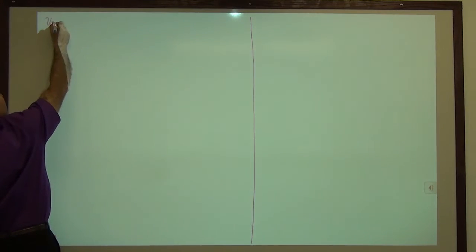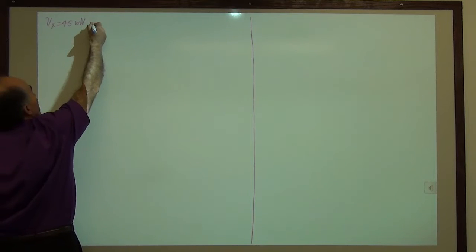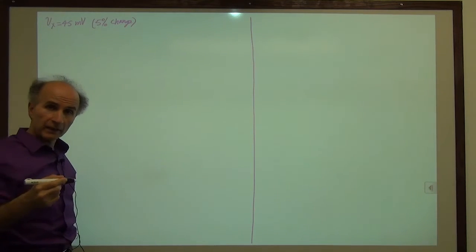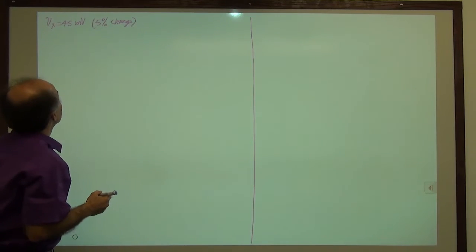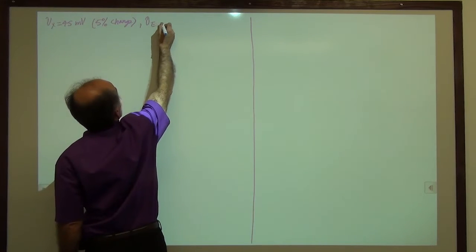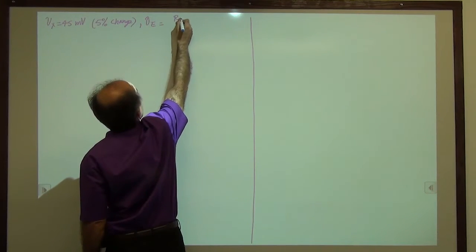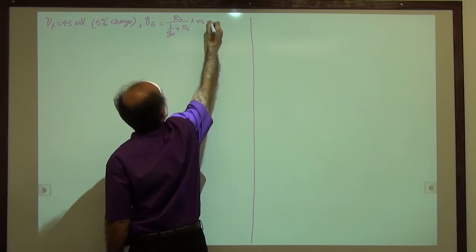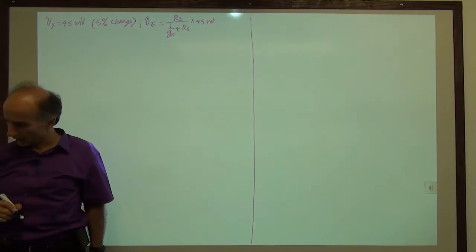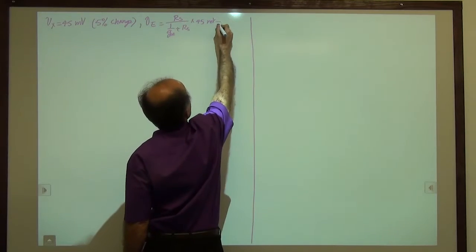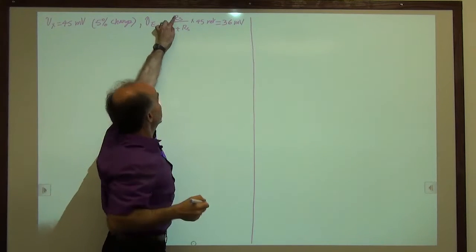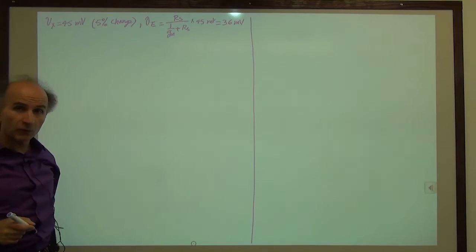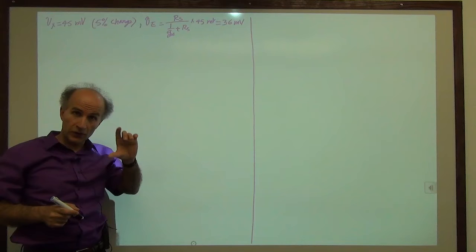Okay, so Vx is 45 millivolts, a 5% change. So little vx indicates the change in big Vx. The change in the emitter voltage, ve, is equal to RE divided by 1 over gm plus RE, times 45 millivolts. That gives us 36 millivolts. We have 100 divided by 126, and that's what we get. So 36 millivolts is the voltage change at the emitter, or the voltage change across the emitter resistor.